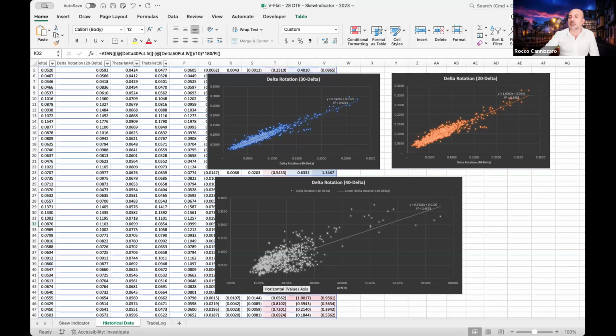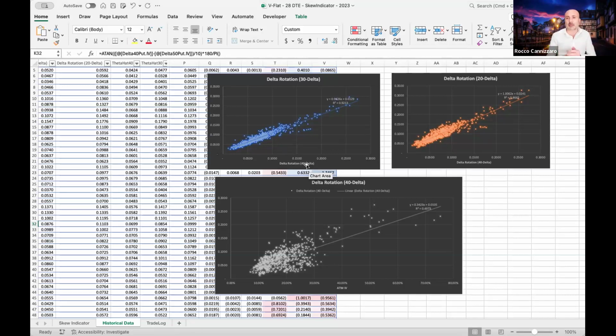And here is the linear regression that shows how these dots are distributed. There is some level of correlation. It's not super high, because predicting the rotation just by looking at the at-the-money strike is not that easy. It's not going to be very predictive. However, if you look at these other two, each of these dots is telling me: if I know the rotation of the 40 delta strike, can I say anything about the rotation of the delta 30?